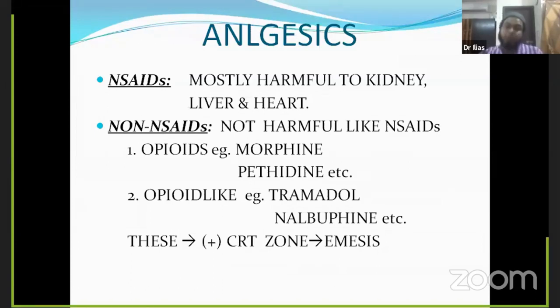Actually, you studied all these things in 4th year in the pharmacology courses, so this is not my concern. I'm just going to highlight these things before going to the main discussion.